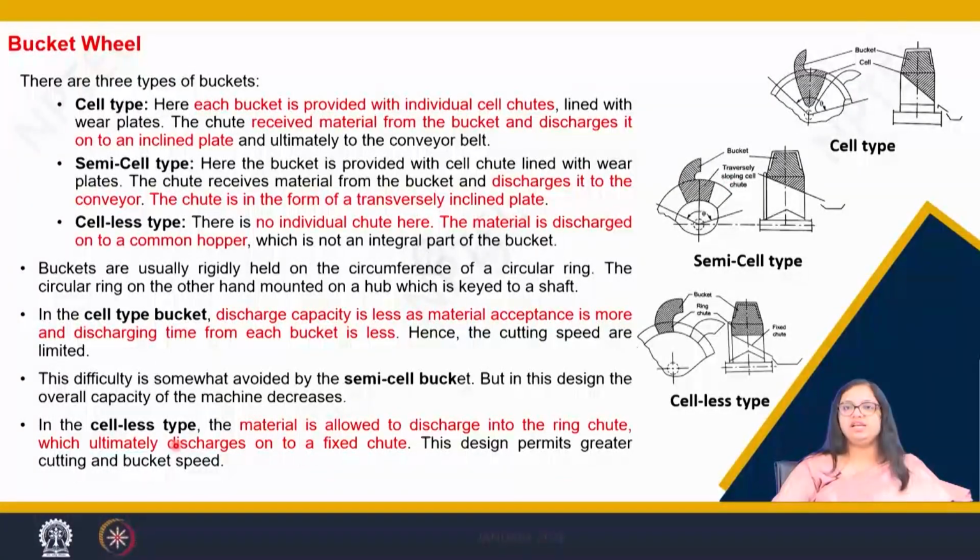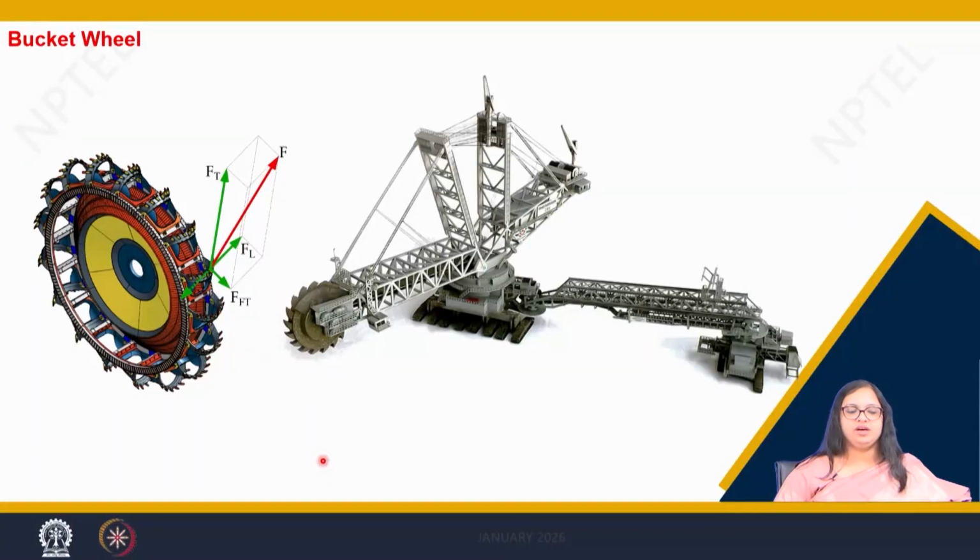Then came the cell-less type of buckets. In this, the material is directly discharged onto the ring chute, which ultimately discharges it onto the fixed chute. So this design permits greater cutting and bucket speed. Now when we talk about a cell-less type bucket, it looks somewhat like this. As you can see, there are teeth at the front of the buckets, and then there is a ring chute, and this ring chute allows the material to fall onto this fixed chute, and through this fixed chute the material is dumped onto the boom conveyor.